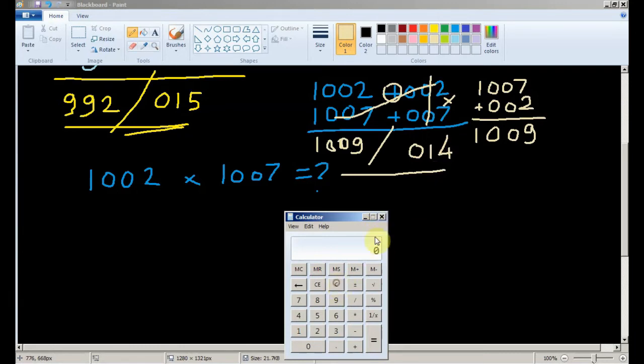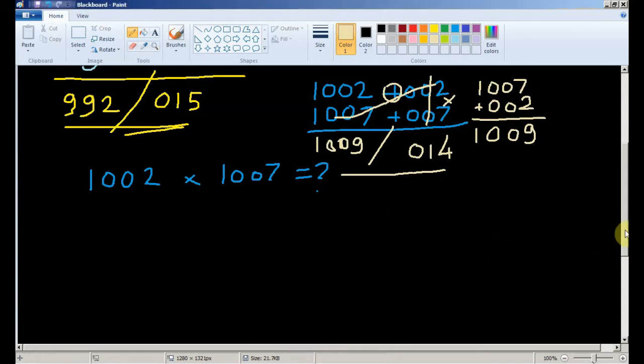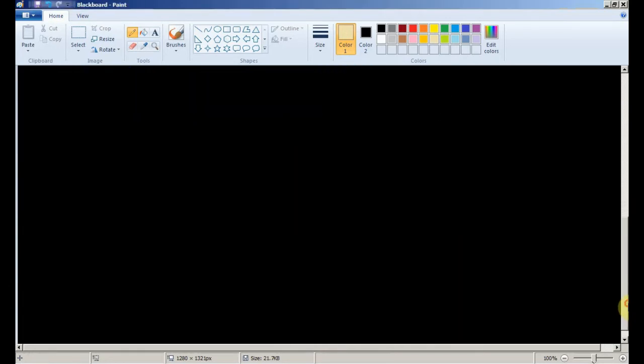Okay, so it's not always the case that both numbers are greater than the base, or both numbers are less than the base. Sometimes you may get mixed differences. One of the numbers may be bigger than the base, and the other number will be less than the base. So what to do in this situation?